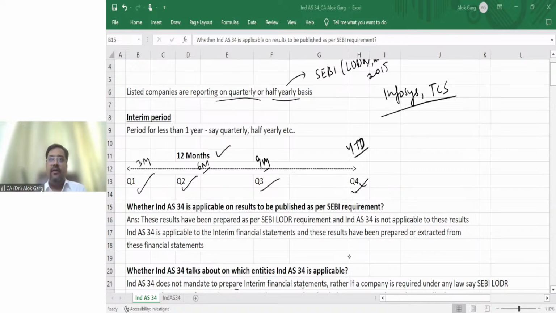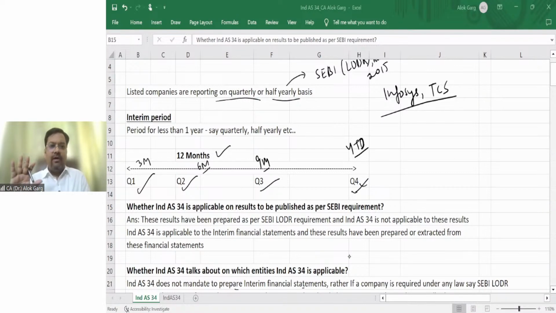In the third quarter, the company has to prepare the results. Results, I mean to say the P&L and specific notes. In the fourth quarter, the company has to publish P&L results, cash flow, balance sheet, and some specific notes to accounts, right? This is what is given in your SEBI LODR 2015. Is that clear? So I am talking about only a listed company which is required to publish their results.